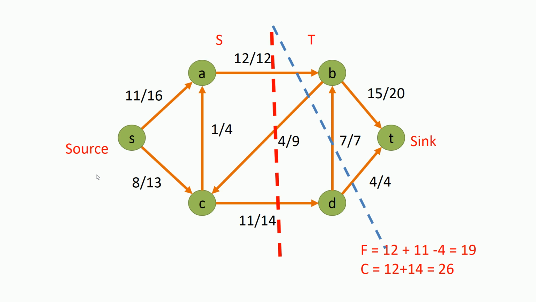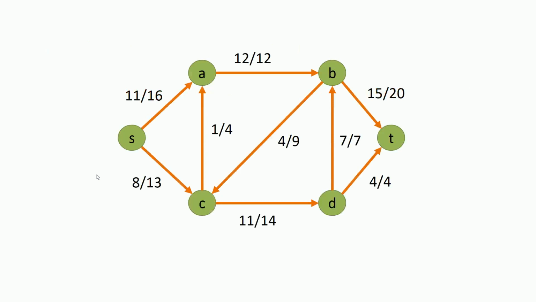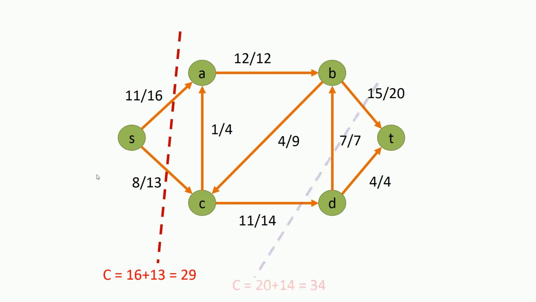Okay, let's move on to our max-flow min-cut theorem now. This theorem states that the maximum flow of a graph is the capacity of the minimum capacity cut. For example, consider the flow network shown in this diagram. If we select a cut in this way, the capacity of this cut will be 29. If we select a cut as shown in this purple dashed line, the capacity of that cut will be 34.